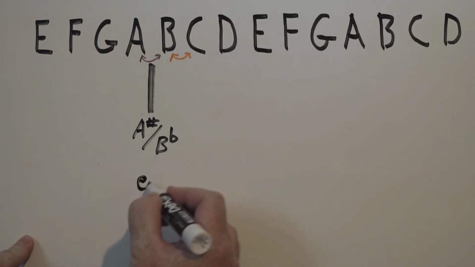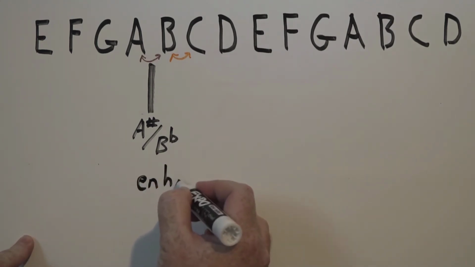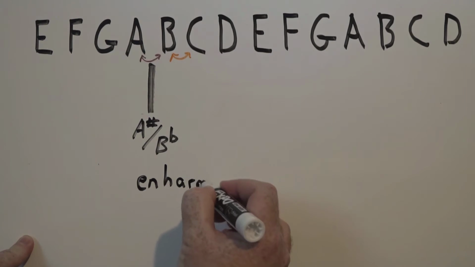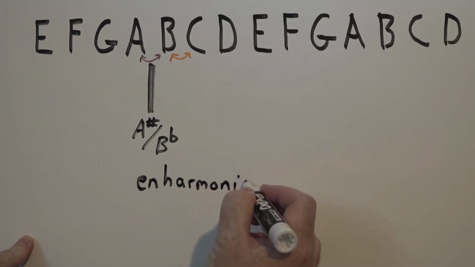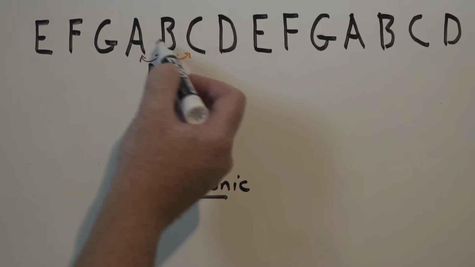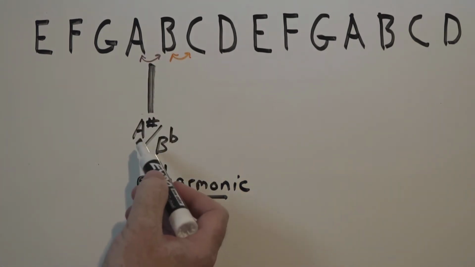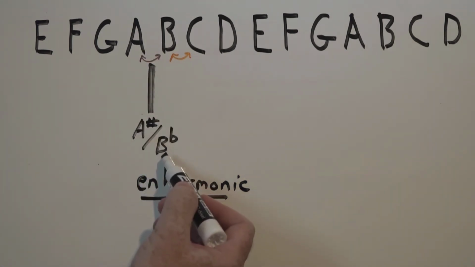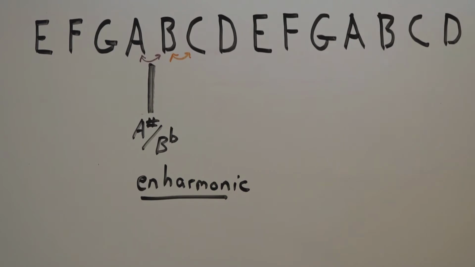We call that an enharmonic. An enharmonic is the same pitch spelled differently. So we have a pitch in between A and B, and it can be spelled as A sharp or it can be spelled as B flat.